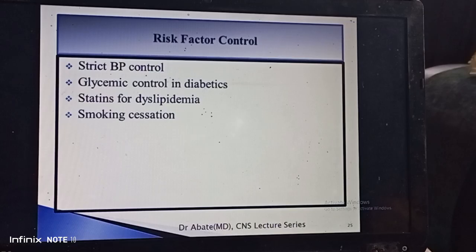Smoking is one of the important risk factors for ischemic stroke. So you have to advise your patients to cease smoking. Smoking cessation is very important. And the other thing is glycemic control in diabetic patients. In fact, glycemic control is not only for diabetic patients.